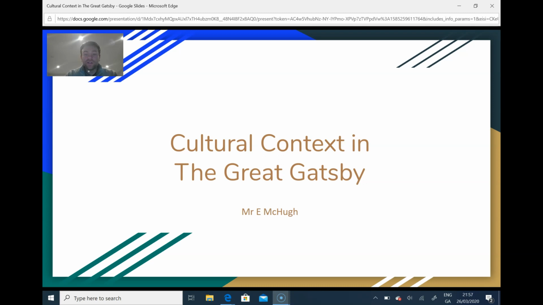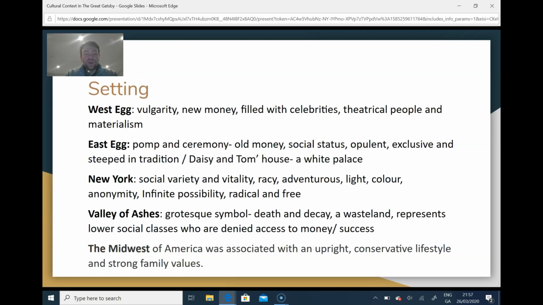Okay, so we're going to start the video. We're going to start with the setting. The physical location of where people live tells you a lot about the characters. It tells you a lot about the world as well. So we're going to begin with West Egg. This is where Gatsby lives.